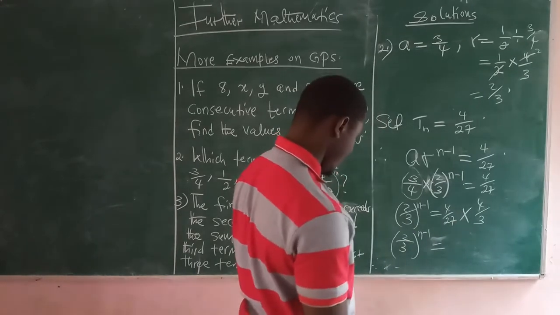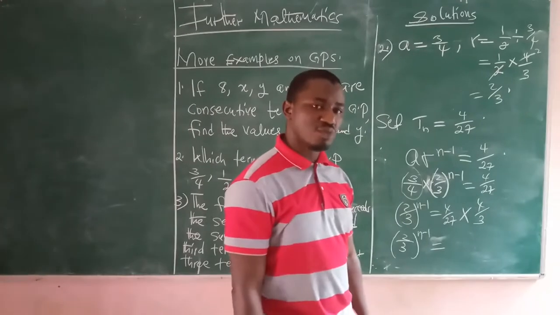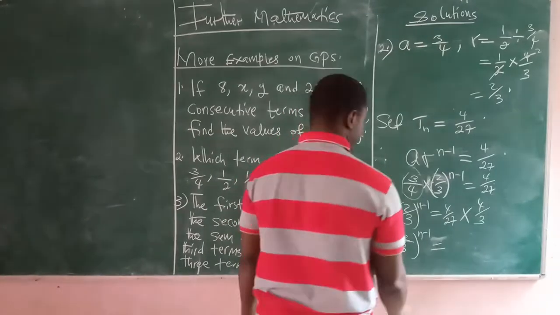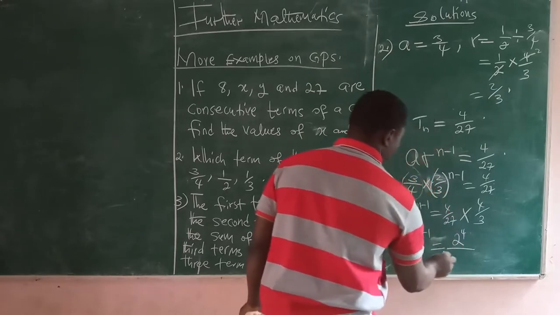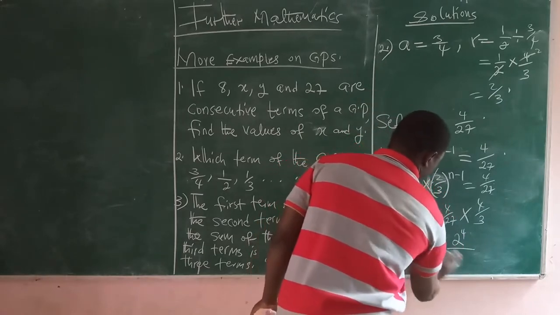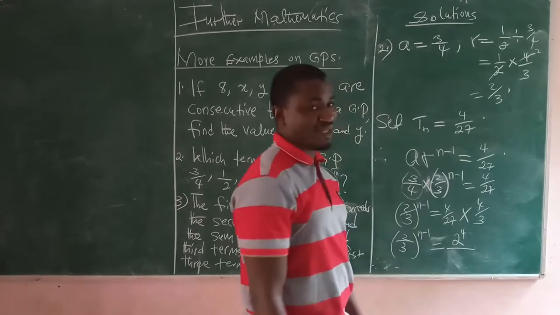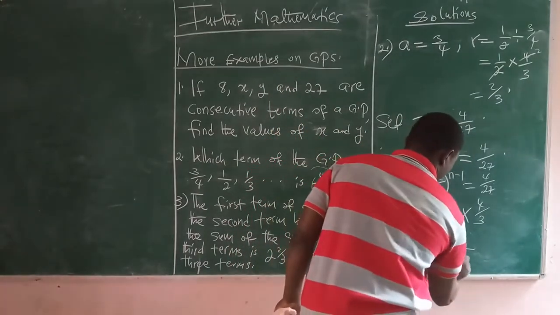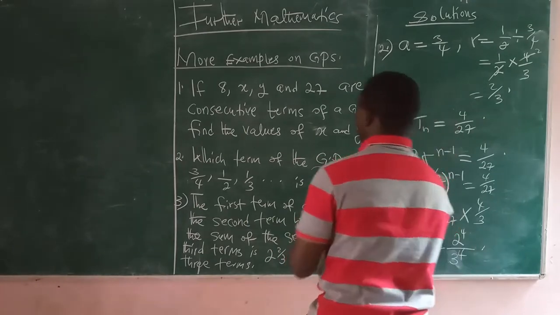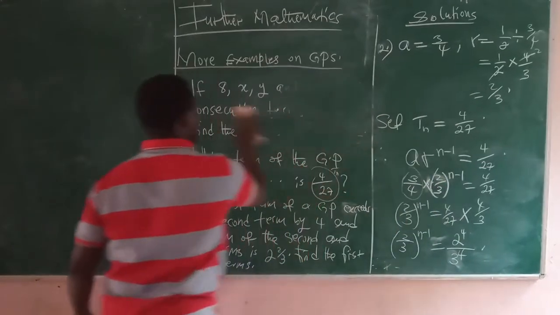So 16 is the same thing as 2 raised to the power 4. Okay? So we have 2 raised to the power 4 over 3 raised to the power, this time this is 81, which is 3 raised to the power 4. Okay? I can continue here.